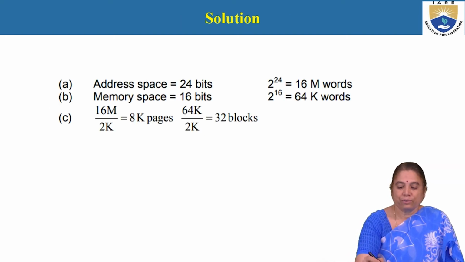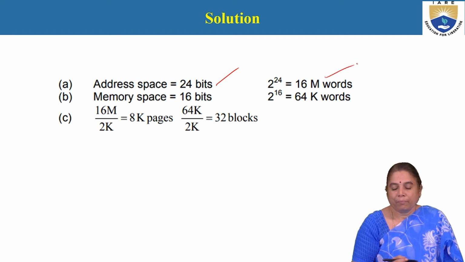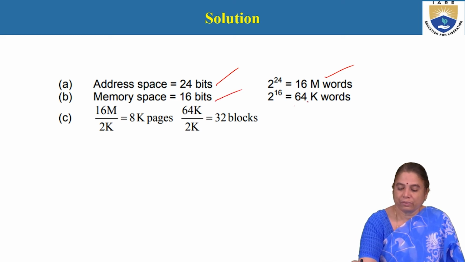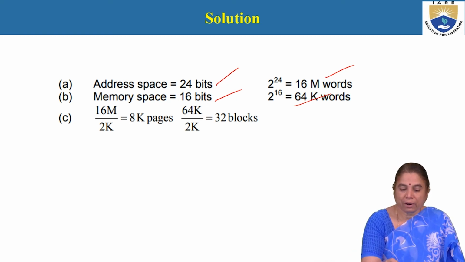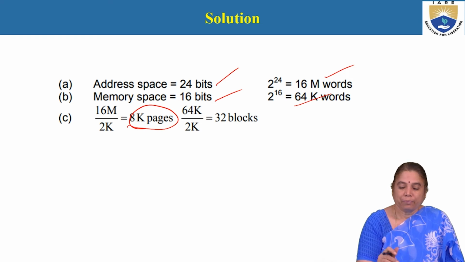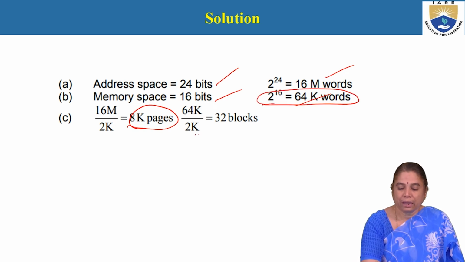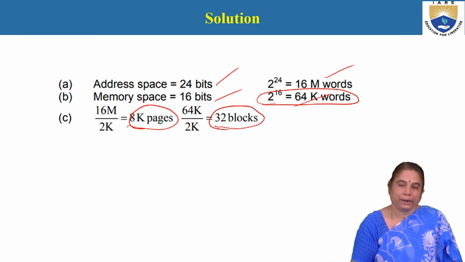So the address space is 24 bits, 2 power 24, which is 16 mega words. Memory space is 16 bits, 2 power 16, 64K words. The number of pages is decided by 16M divided by 2K, so 8K pages are there. And the blocks are 64K divided by 2K, the total memory space with the 2K word size. Then 32 blocks can be accommodated.